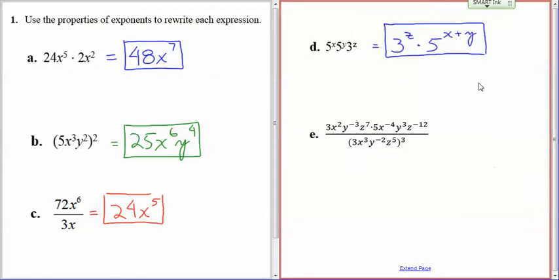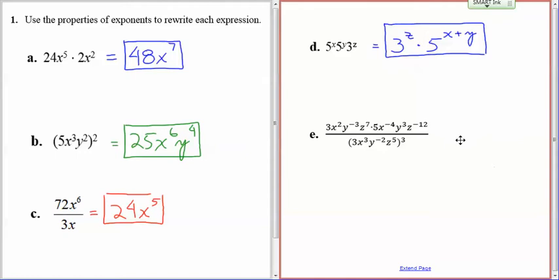Simplifying this, we had something like this show up on a quiz. 3 to the z, there's nothing else with a 3 as a base, so I'm going to leave it alone. There are 2 items with 5 as a base, so I'm going to write that as a single base of 5, and I'm going to add the exponents x and y. Those are not like terms, so you have to just leave it as x plus y.